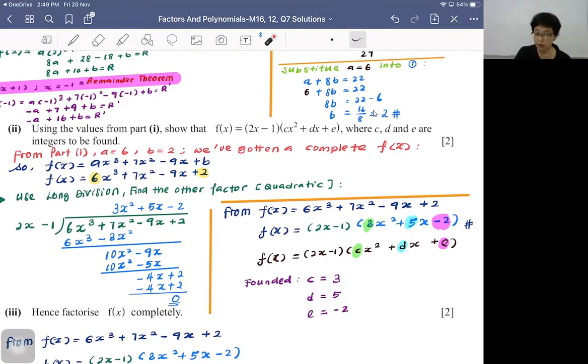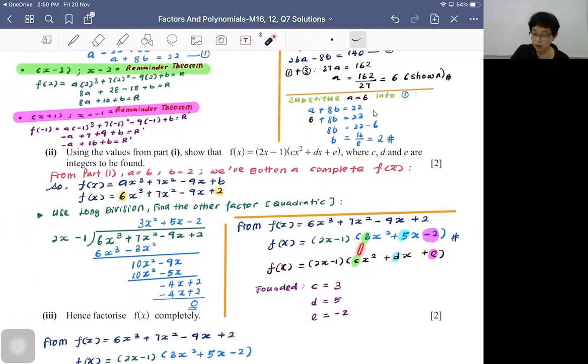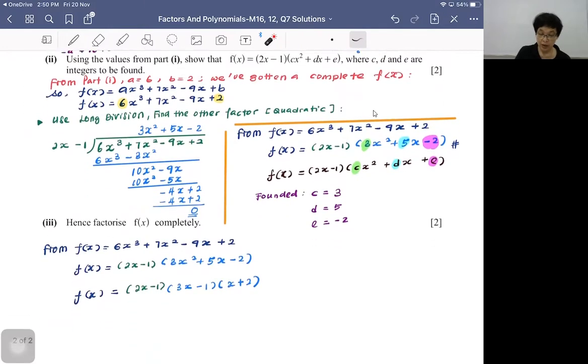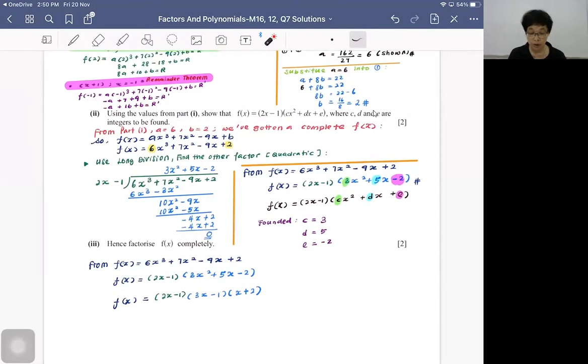The value of C is 3. The value of D is 5. The value of E is negative 2. As we put in there accordingly, and that's how easily we obtain the whole value. Now, you have again successfully accomplished section 2.